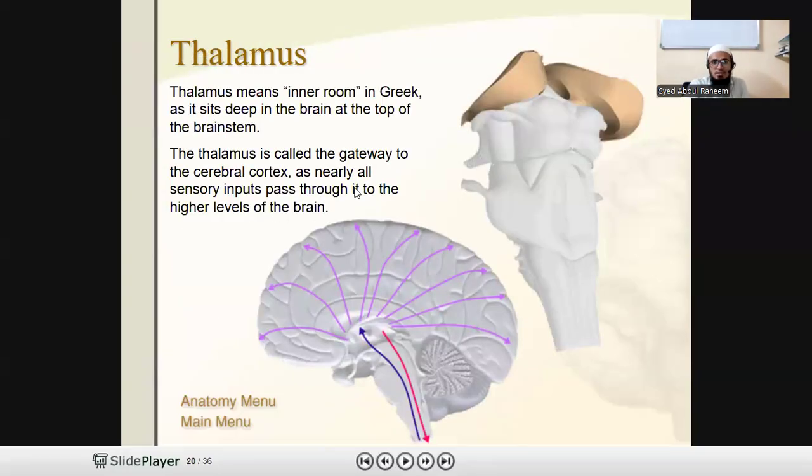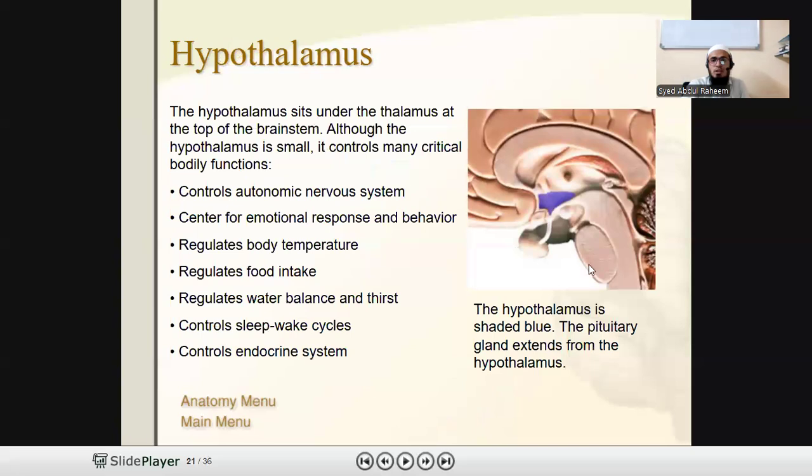Next, we have the thalamus. The thalamus is also very important. It is the gateway of the cerebral cortex. Whatever functions you have to do, the thalamus has the ability to decide. And the hypothalamus is also very important for regulation of temperature, emotional behavior, food intake, water balance, sleep cycles, endocrine system. Hypothalamus and thalamus are very, very important.